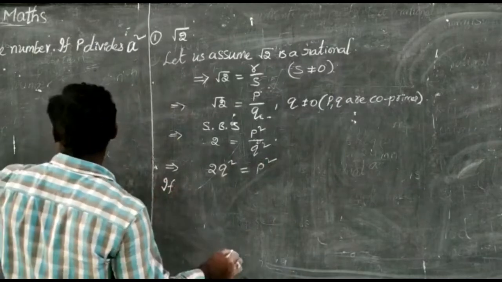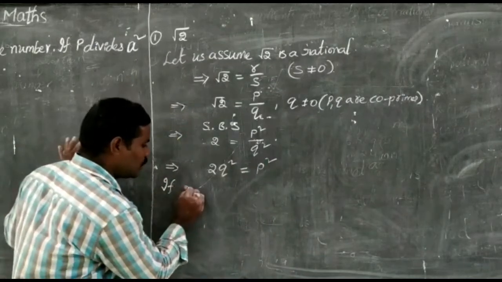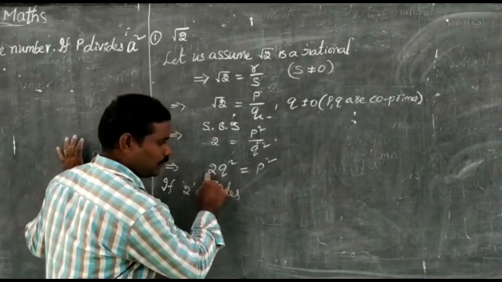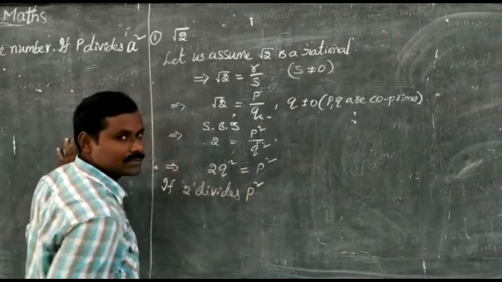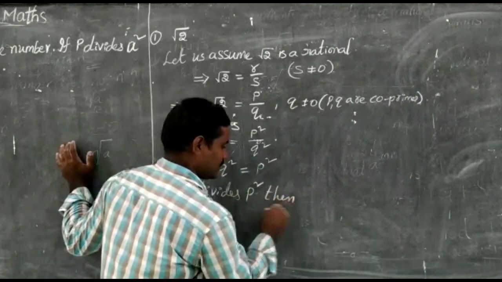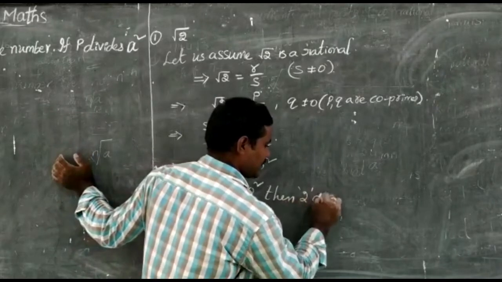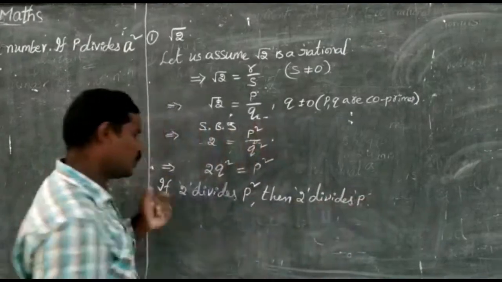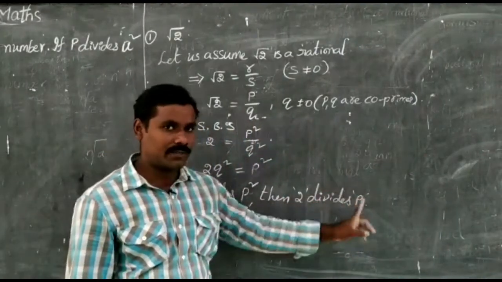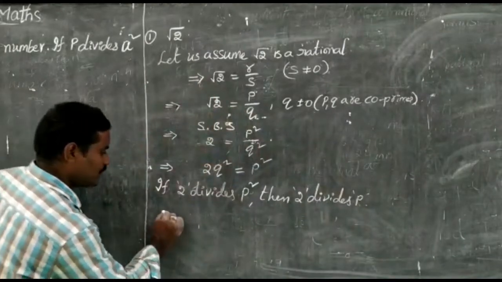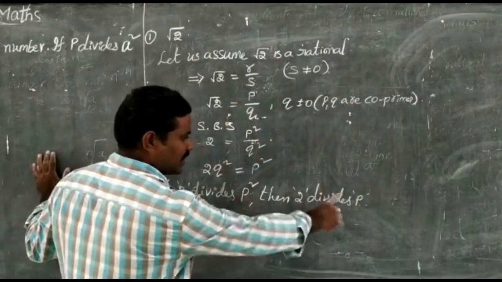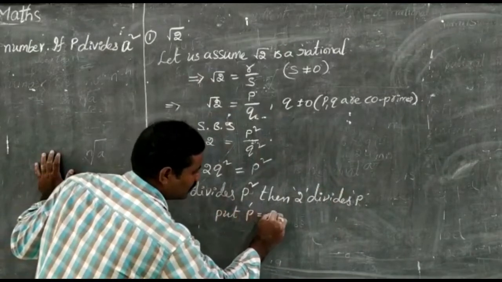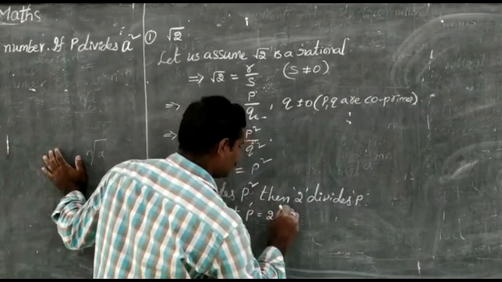From the 1.6 theorem, if 2 divides p square, then 2 divides p. Now, 2 is a factor of p. Now I am taking p is equal to some other value, 2m.